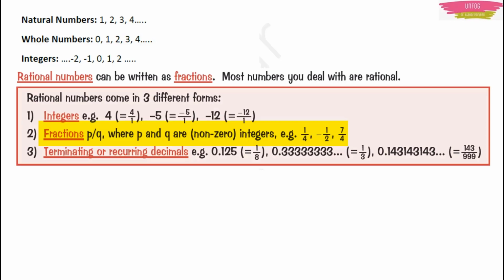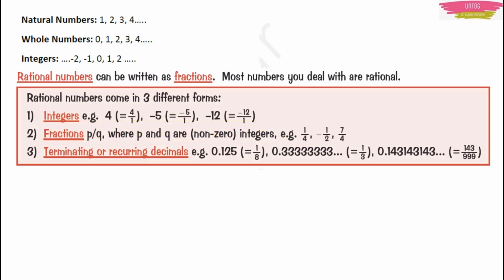Here, the only condition is that your denominator, the Q, will be a non-zero integer. Because if it is 0, then your fraction will become infinity. Anything divided by 0 will become infinity. That's why in rational numbers, fractions are written in the form P by Q, and Q will not be equal to 0. There can be a negative sign in the fraction, there can be a positive sign in the fraction.